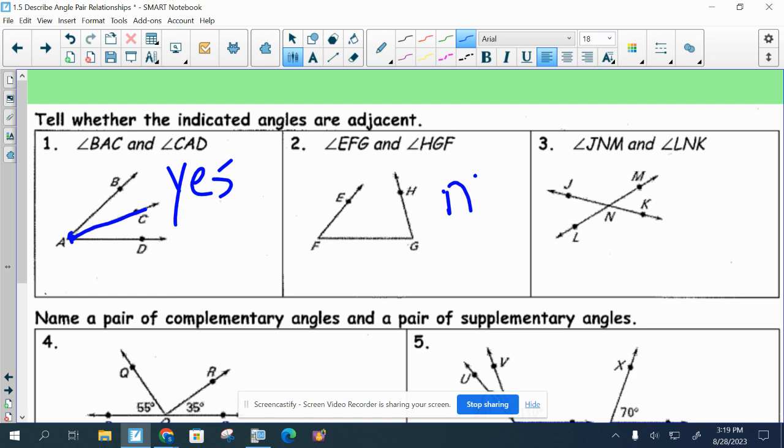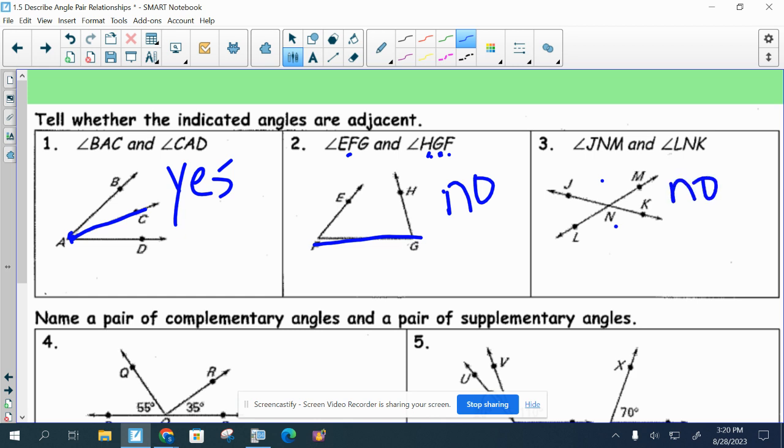No. They do have this common side, but they don't share a common vertex, because remember the vertex is the letter in the middle. And then JNM and LNK. No. Those are vertical angles, and by definition, vertical angles are not adjacent.